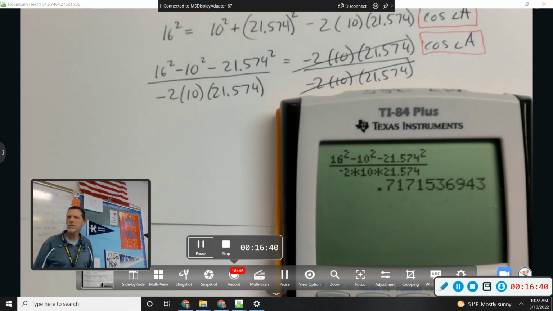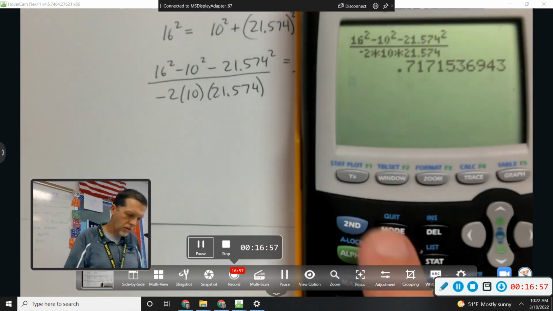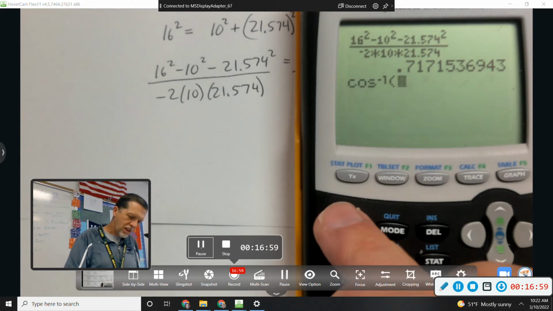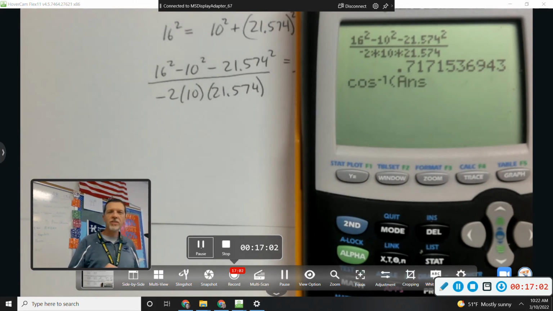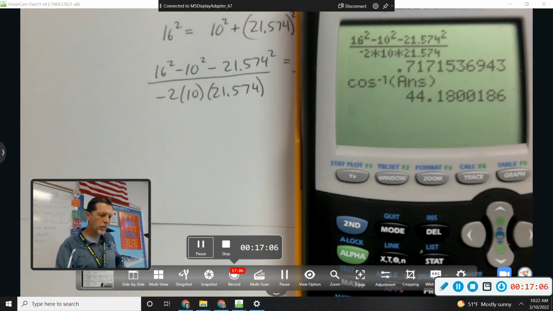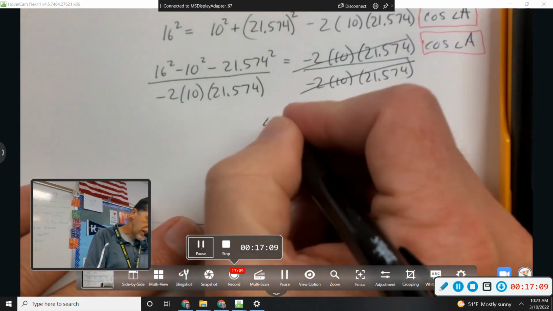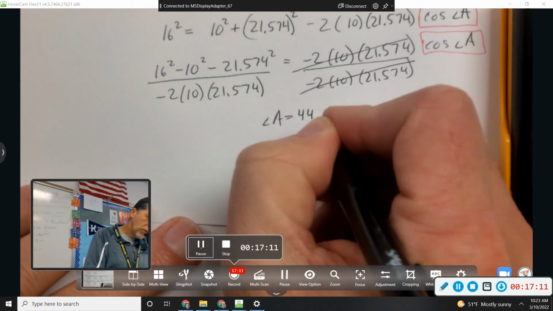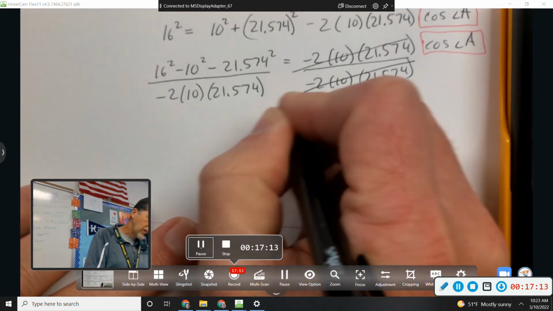Now how do you plug it back into that? So cosine of A equals that. How do I uncosine both sides? Inverse cosine. Right? We need to uncosine both sides, but the math word for that is inverse. So inverse cosine of answer, right? So you don't type the whole thing in again, is 44.18. Angle A, 44.18 degrees.